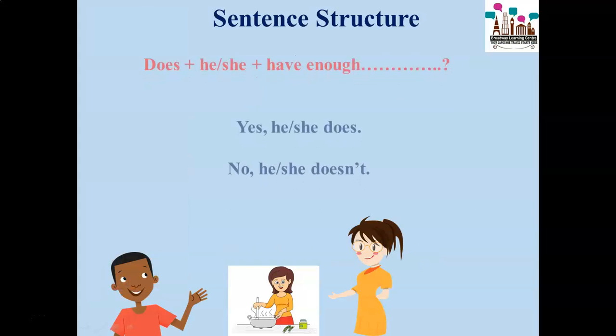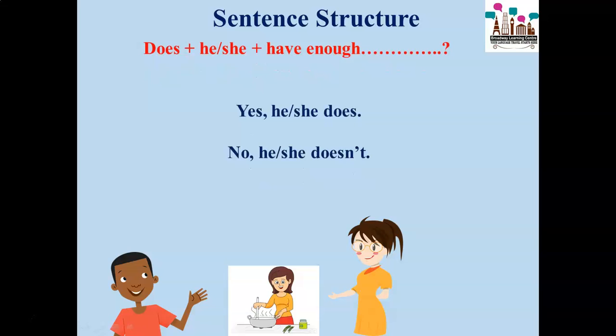Now let's look at the sentence structure. If we want to ask yes or no questions, we have to start with the auxiliary verbs do or does. In this case, because the subject is he or she, we have to start with the auxiliary verb does. So we can say, does he or she have enough? Have enough means, is it still available? Is there any left, right?